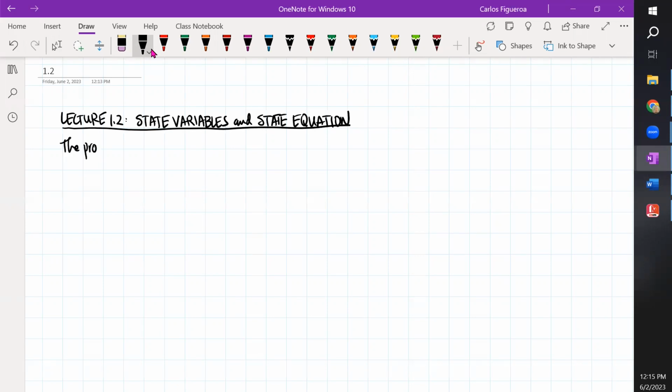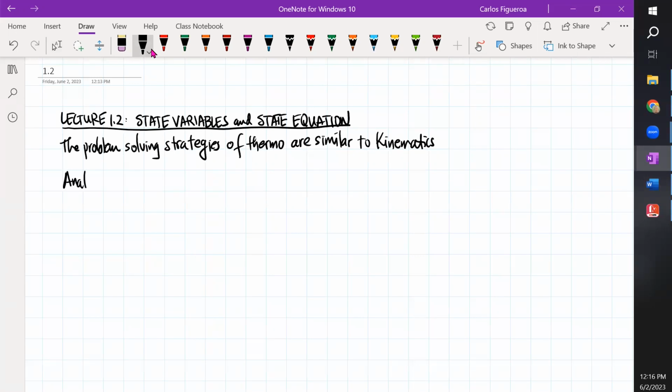The problem solving strategies of thermal are similar to kinematics. So to give you a sense of how thermodynamics work, I want to use an analogy of kinematics.